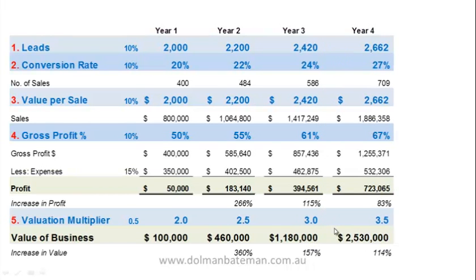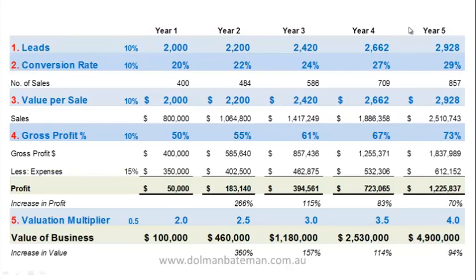So let's increase each of those things again by 10%. So we've now got profit of $723,000 and an increase in profit of 83%. But the business is now worth $2.5 million. So let's go through the process, because this is a continual process that you're looking at, just making small changes to each of these things, each of these 5 multipliers each year.